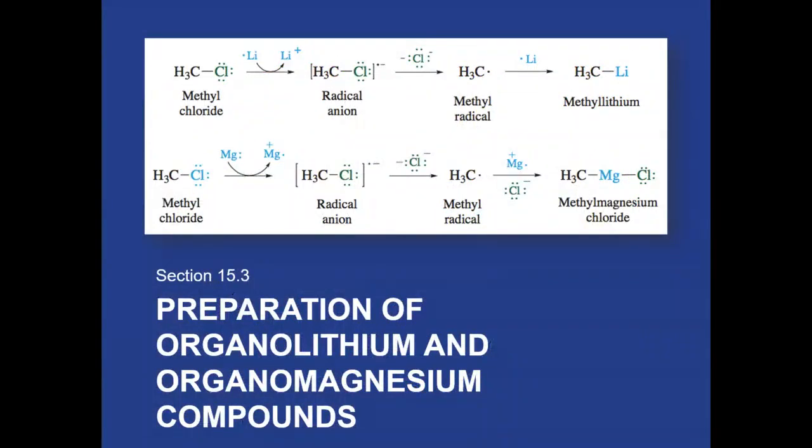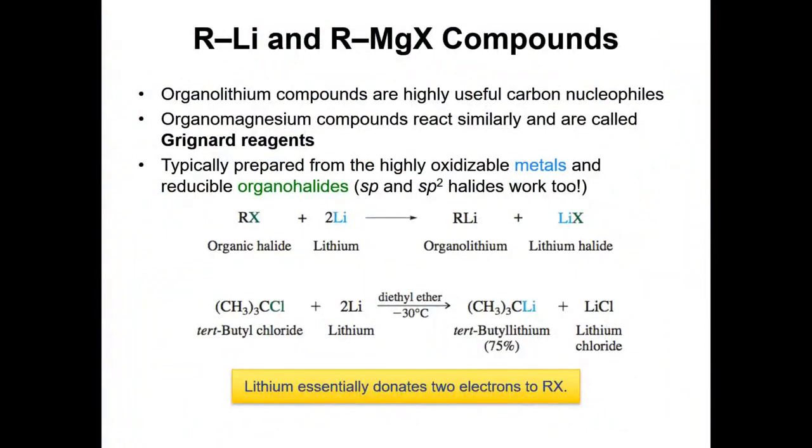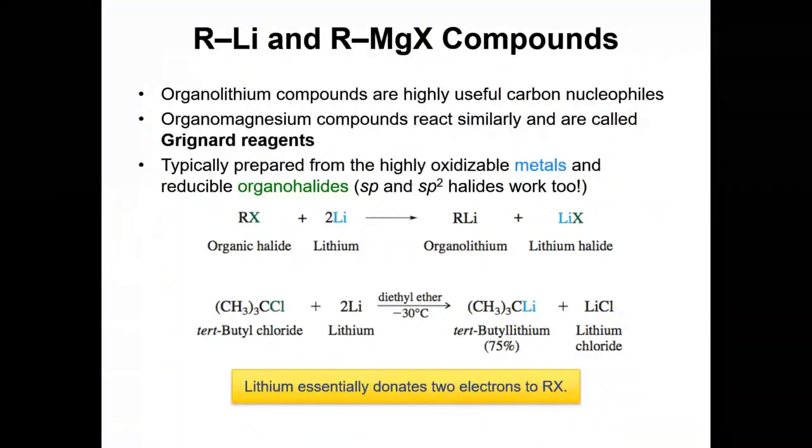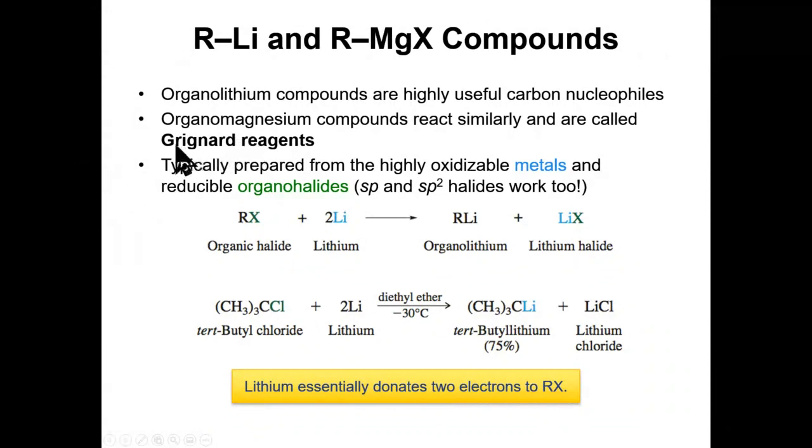Then how do we prepare those organolithium or organomagnesium compounds? The organomagnesium compounds are also called Grignard reagents. The most common form of Grignard reagent has one organic portion, R, then magnesium, then X, which is a halide. So organic anion, magnesium, and halide ion. This is the general formula of Grignard reagent.